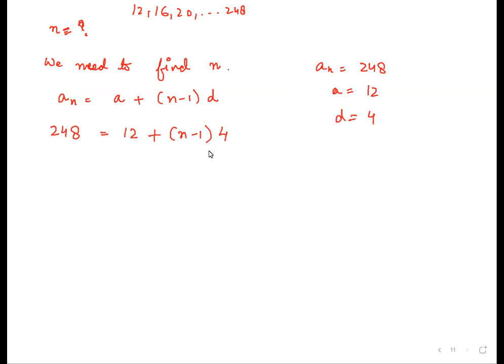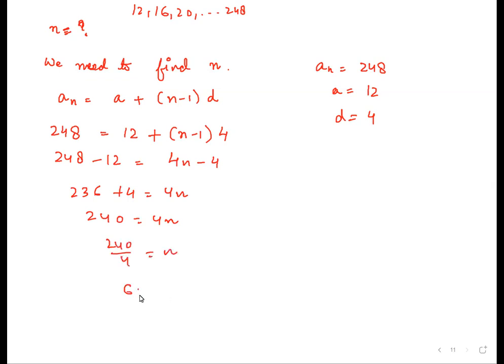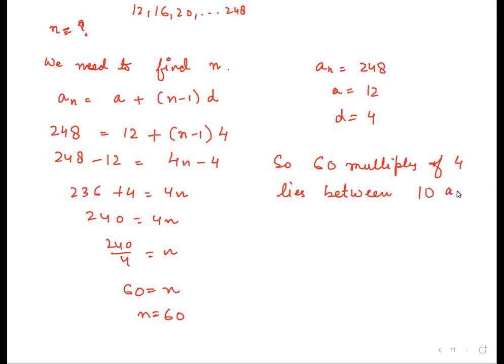Okay. Now find n. So just simplify this. 248 minus 12 is equal to 4n minus 4. So this is 236, right? And then I'll take this 4 here. This is 240 is equal to 4n, and 240 divided by 4 is equal to n, so n is equal to 60. So there are 60 terms. So 60 multiples of 4 lie between 10 and 250.